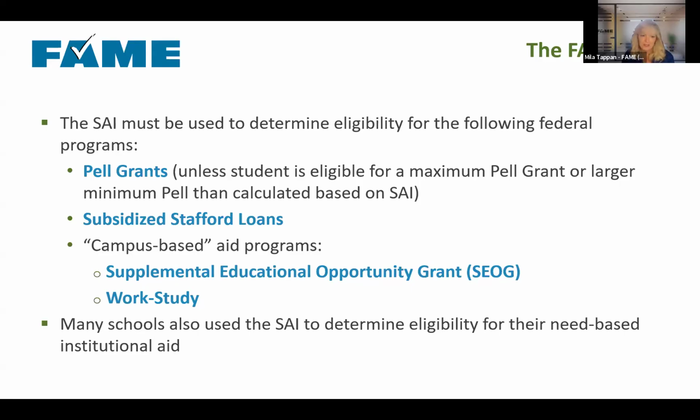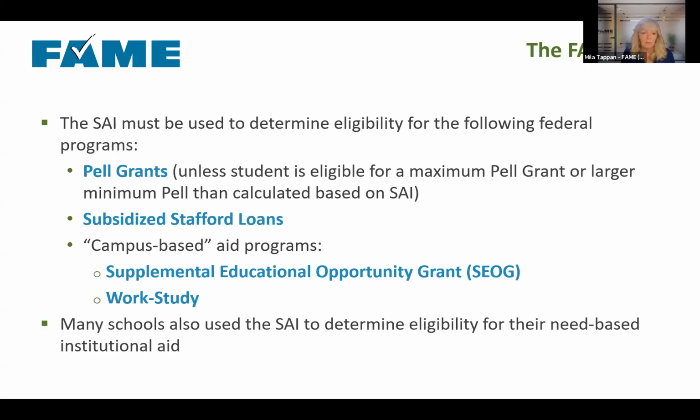There's something called campus-based programs. We don't talk a lot about this because to the student, it doesn't really matter how the funding comes from the federal government. But basically, the federal government provides lump sum grants to schools. So many schools, not all, get a bucket of supplemental educational opportunity grant funds that they then award to students. Schools get a lump sum of work study, and schools have some flexibility as to how they award these particular funds.